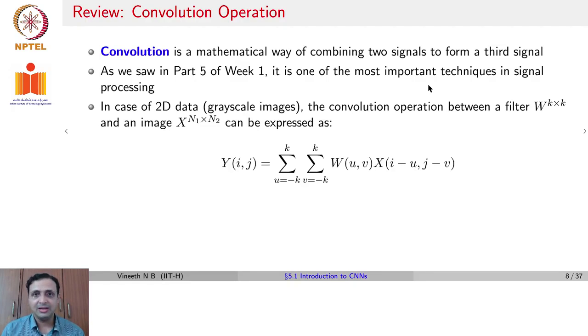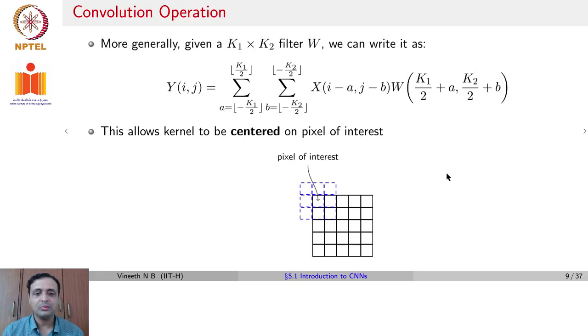In case of 2D data, let's assume the simple case of grayscale images. Convolution operation between a filter W whose dimension is k cross k and an image X whose dimension is n1 cross n2 is expressed as y of i, j equals the sum over index u going from minus k to k, index v going from minus k to k, of W u v, which is the filter, and X of i minus u, j minus v, which is the input image. We've already seen this as the definition of convolution.